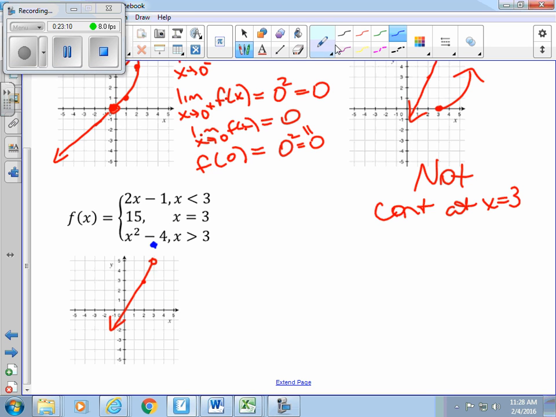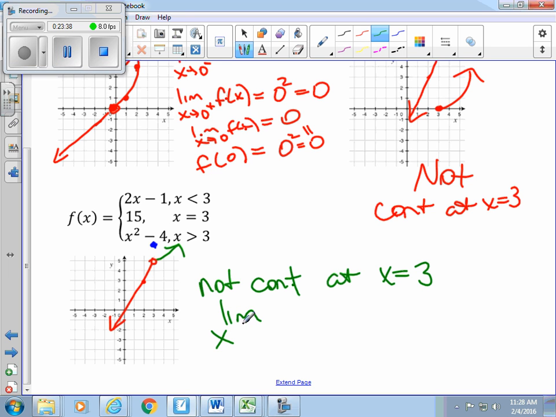From the right, if I plug 3 in, 3 squared is 9. 9 minus 4 is 5. So does it pick up right here? But is it continuous? Why not? And what is my real reason it's not continuous?